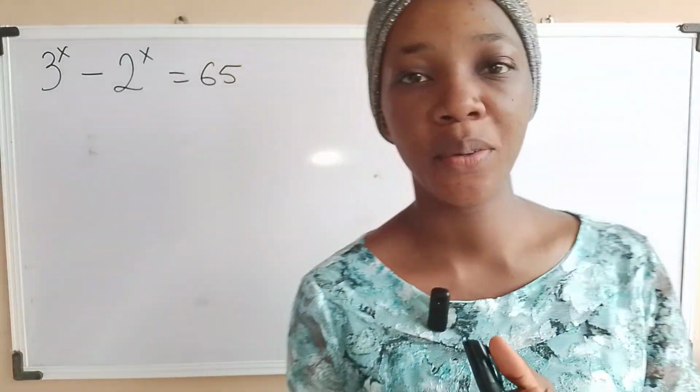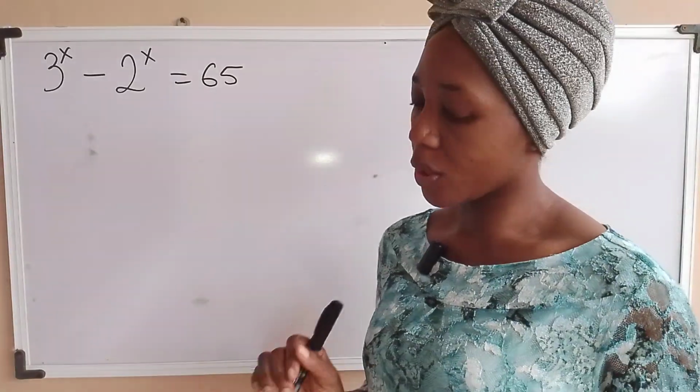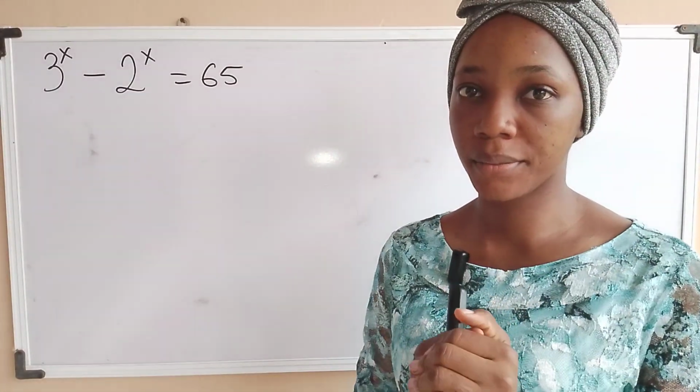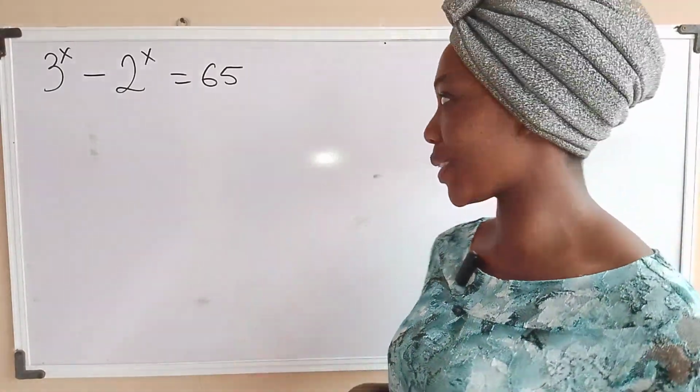All right, so today we'll be looking at an Olympiad mathematics. 3 to the power of x minus 2 to the power of x equals 65. So we're going to be solving this right away.